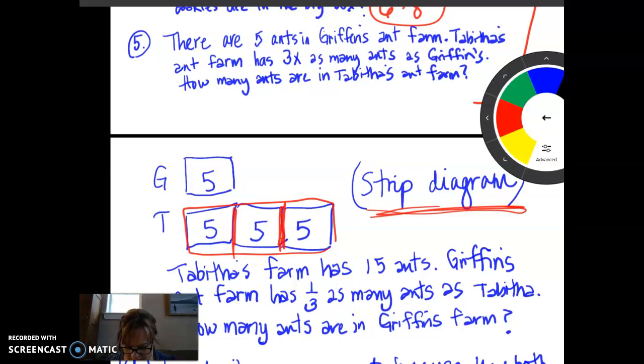And then you're asked to write the same problem, but this time reword it so that we are using 1/3 in the statement. So I rewrote it this way: Tabitha's farm has 15 ants, because now we're going to rewrite the problem looking at how many ants would be in Griffin's ant farm. See how I switched it there? So Tabitha's ant farm has 15 ants. Griffin's ant farm has 1/3 as many as Tabitha. So how many ants are in Griffin's ant farm?